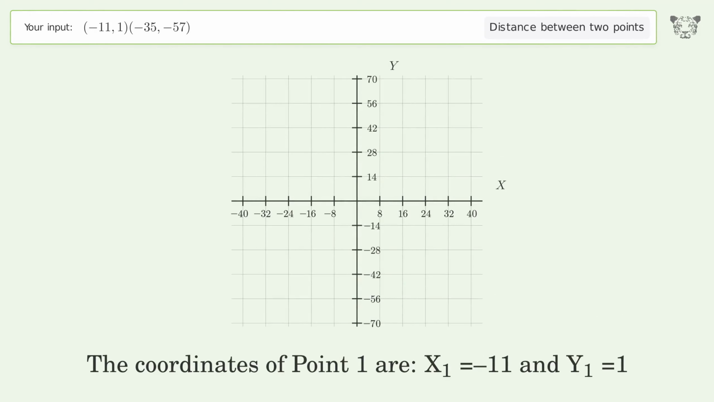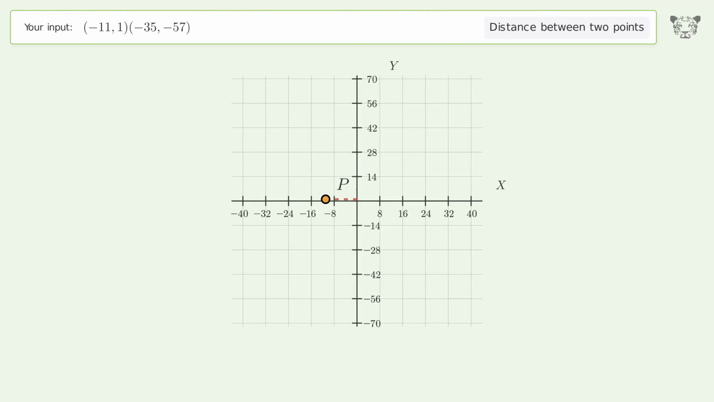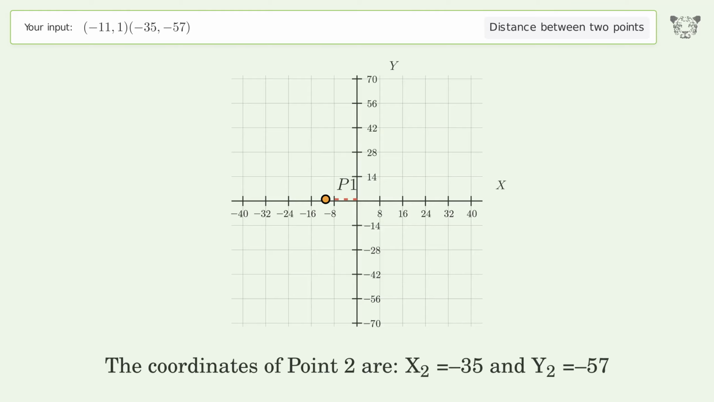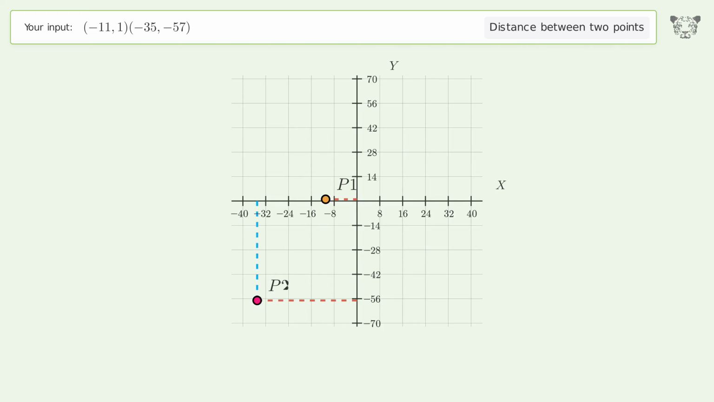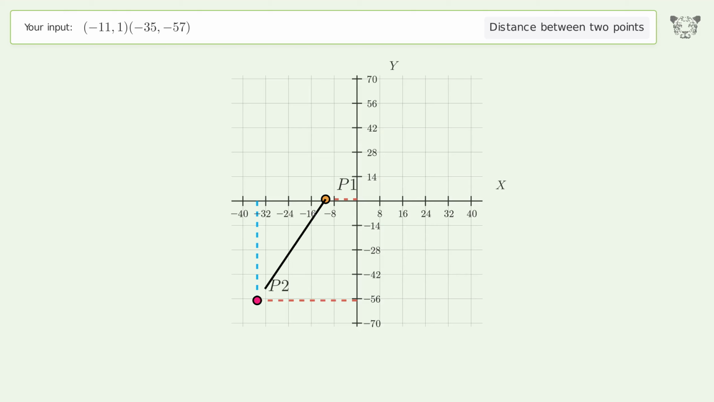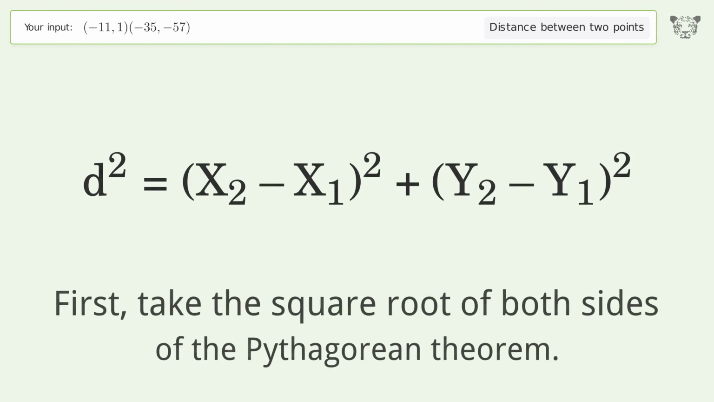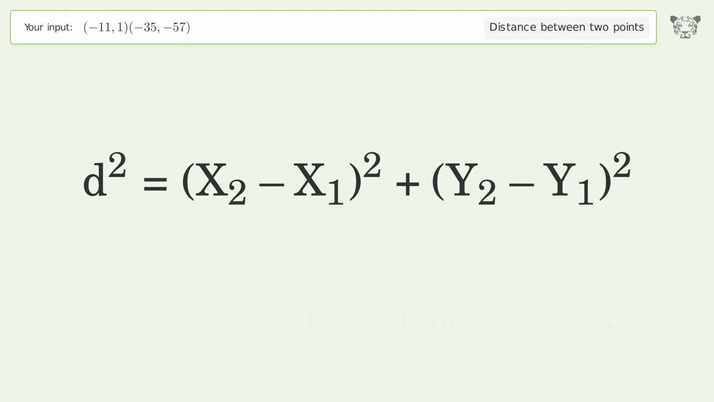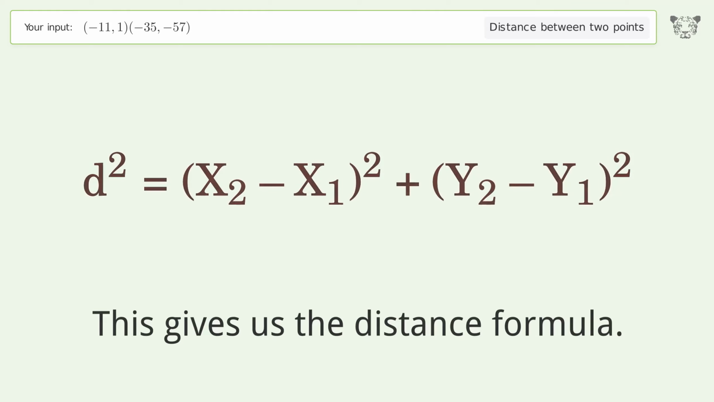The coordinates of point 1 are, x1 equals -11 and y1 equals 1. The coordinates of point 2 are, x2 equals -35 and y2 equals -57. D is the distance between the 2 points. First, take the square root of both sides of the Pythagorean theorem. This gives us the distance formula.